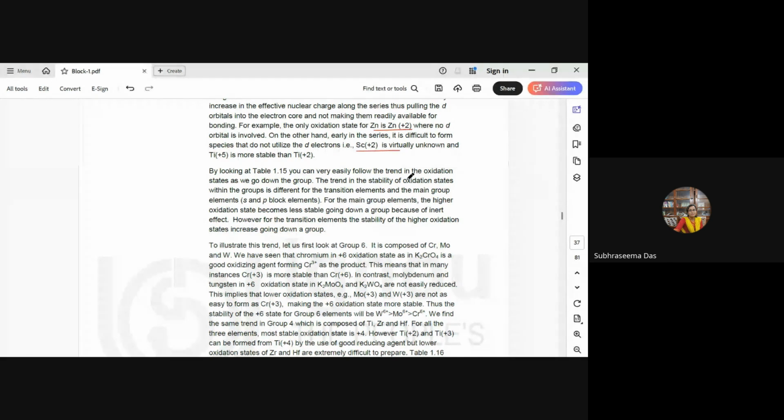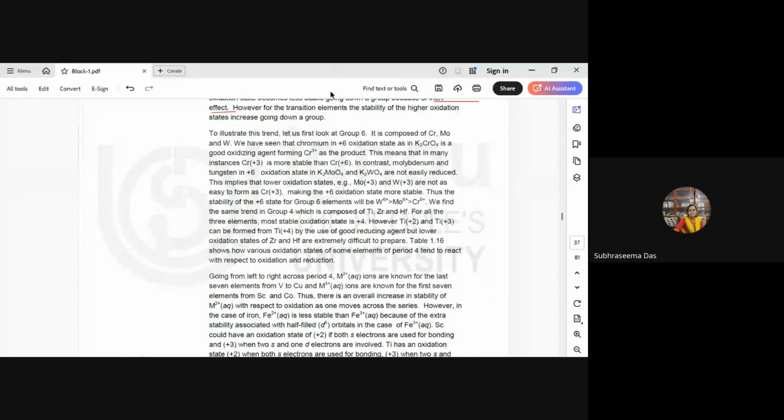For the main group elements, the higher oxidation states become less stable as we go down the group because of an effect that we call the inert pair effect. However, for the transition elements, the stability of the higher oxidation state increases going down the group. To exemplify this, we will consider group 6, which is composed of chromium, molybdenum, and tungsten.